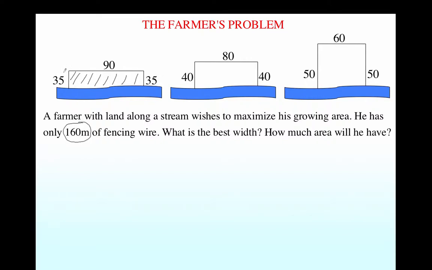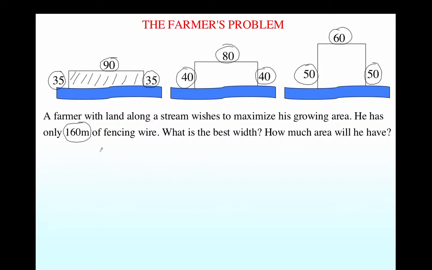So he asks himself, should I do this? That is, put 35 meters here, 35 here, 90 here? Or should I do this? 40, 40, 80, that's also 160, or 50, 50, 60, again 160, or maybe something in between. How is he to find out?